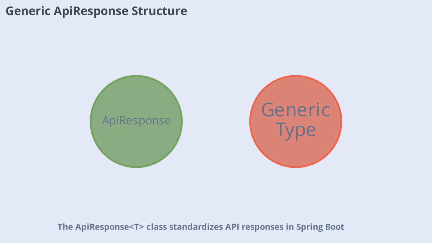The ApiResponse<T> class standardizes API responses in Spring Boot. It uses a generic type T, allowing flexibility to return any data type, such as an employee object or a list of employees. Key fields include success, message, data, errors, error code, timestamp, and path. This structure ensures every response, whether successful or erroneous, follows a consistent format, making client-side handling and debugging much easier.